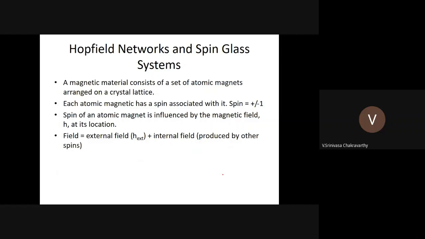Now, the original motivation for the Hopfield network came not from neuroscience, but from the physics of magnetic materials. These magnetic systems are called spin glass systems, because the atoms have a spin, and that is what gives them the magnetic property. They're arranged in a crystal lattice. Each atom has a spin, which can have two values, +1 and -1.